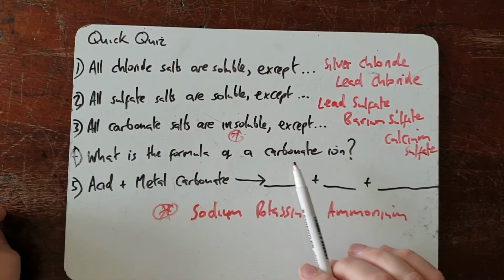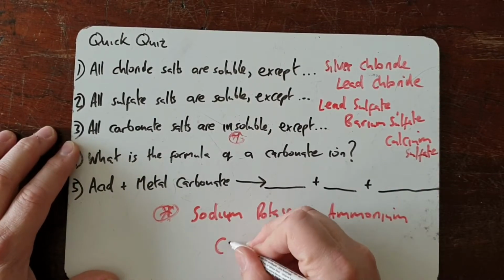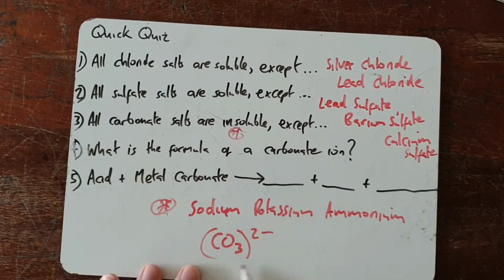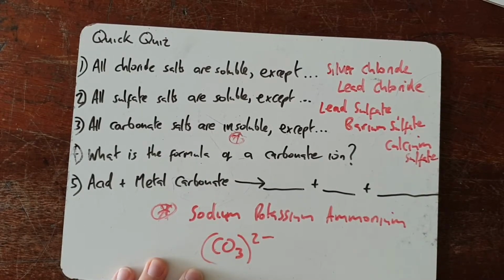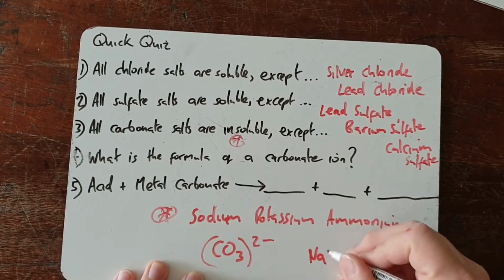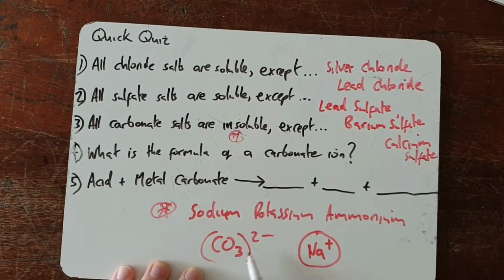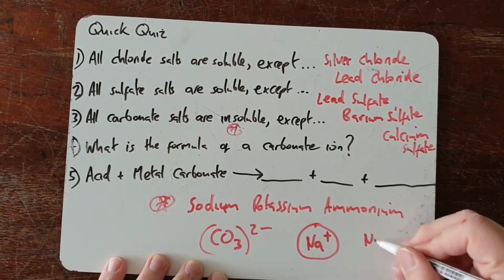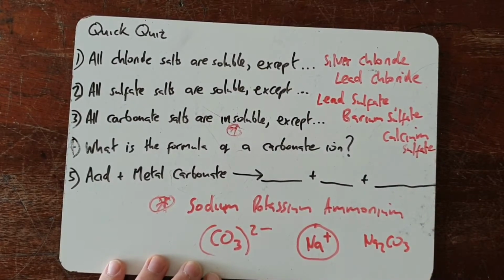Right, what is the formula of a carbonate ion? A carbonate ion is a complex ion. It is CO3 2-. So that is one negative ion made of 4 atoms. If you had, let's say, sodium carbonate, sodium's in group 1, it loses 1 electron, so it makes Na+, and CO3 2-, so you're going to need 2 of these. So you would have Na2CO3. That's how that would work.